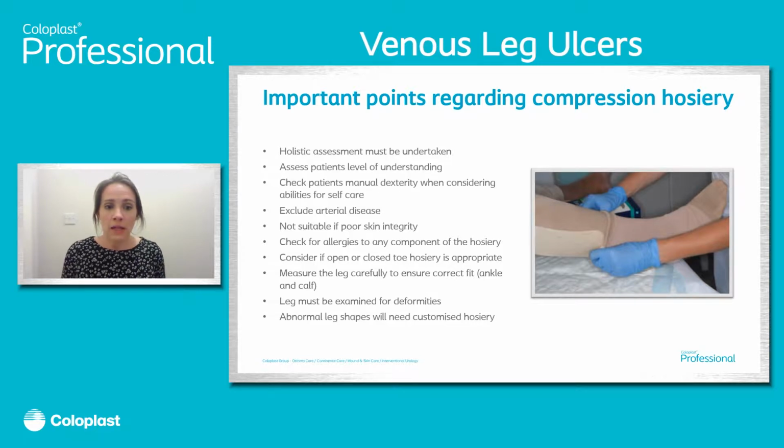We must be examining our legs for any deformities. We've already spoken about the importance of correct limb shaping. So if we have a limb that's very misshaped, then we're not necessarily going to be able to suggest compression hosiery for this person. So we need to take that into account as part of our assessment.